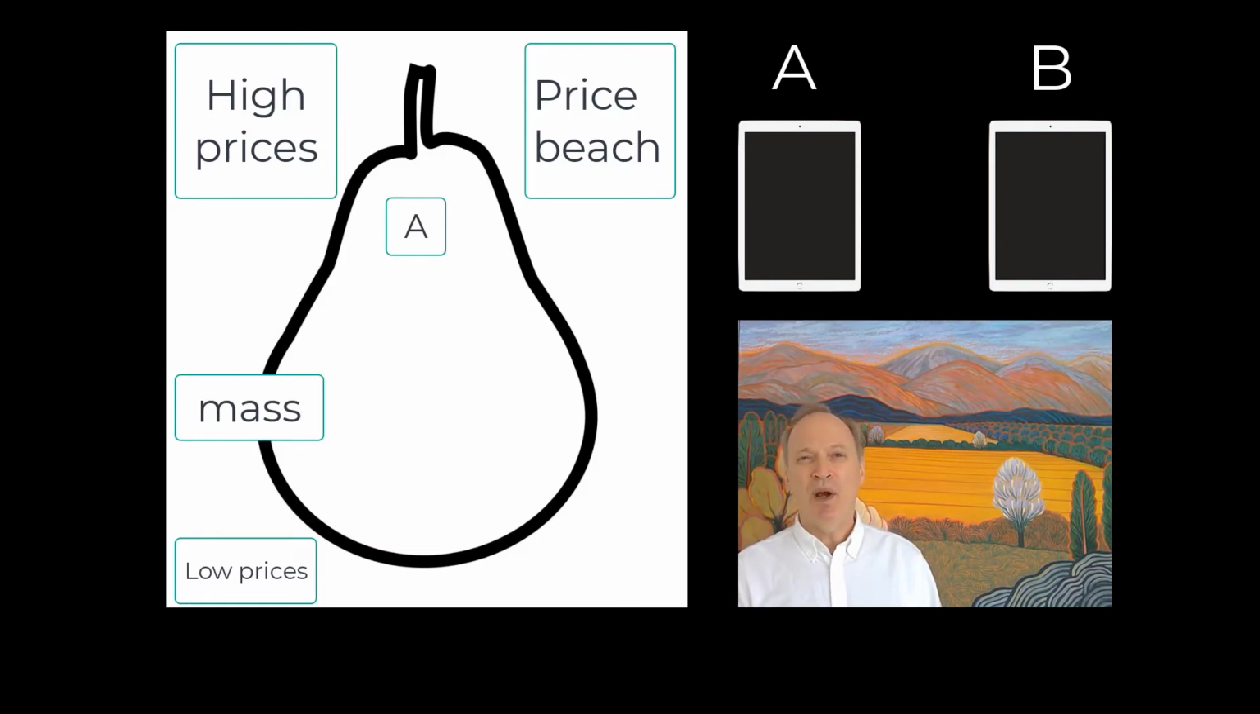Very realistic question. Where do you position your price? If you price it above A, nobody will buy your product because the two products are identical. They're both iPads, right? So you cannot price above A. Where do you put your price?